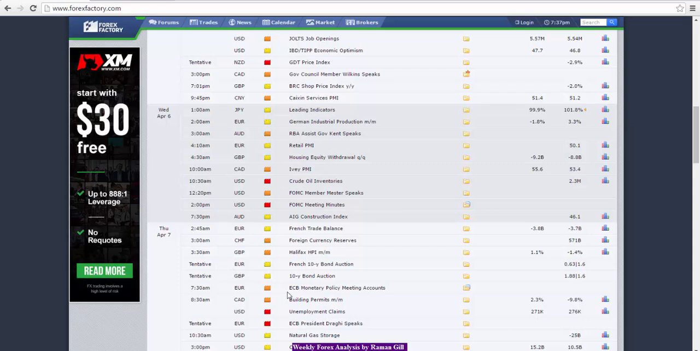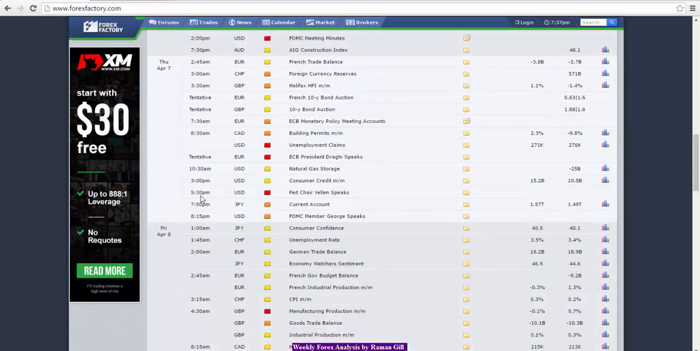And then on Thursday, we have Halifax HPI number for the British pound. And then into the US session, we have ECB monetary policy meeting accounts for the euro, and then President Draghi speaking as well. Anytime that President Draghi speaks, it creates volatility in the market, so watch out for that. We also have unemployment claims for the US. And then further at 5:30 p.m., we have Fed Chair Yellen speaking.